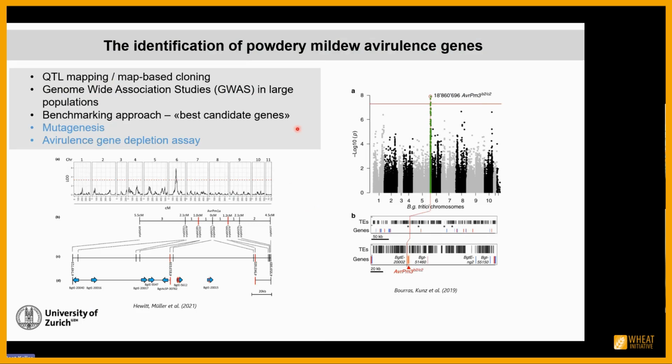We used a number of different strategies to isolate the AVRs at the molecular level. We used QTL mapping, map-based cloning, genetic approaches, then GWAS studies in the large populations that I just mentioned. We used a benchmarking approach to identify the best candidate genes based on some parameters and then functionally tested them. And what I will discuss mostly today is mutagenesis and the new assay that we have developed, which is called the avirulence gene depletion assay. I want to describe that in a minute in some more detail.